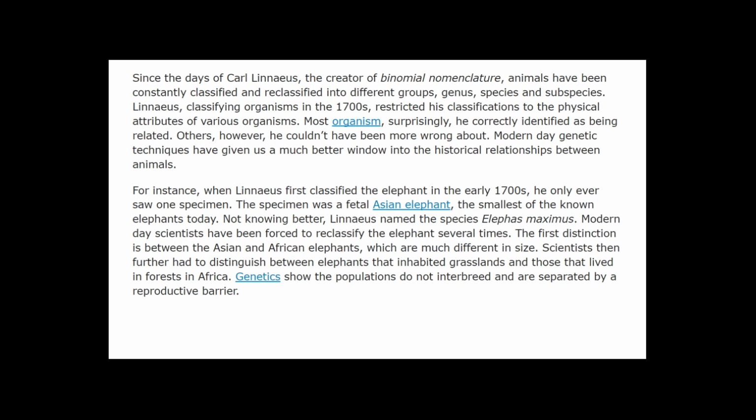Linnaeus, classifying organisms in the 1700s, restricted his classification to physical attributes of organisms. So Linnaeus only looked at physical attributes. Most organisms, surprisingly, he correctly identified as being related. So quite often, organisms which look similar are related. But this isn't always the case.